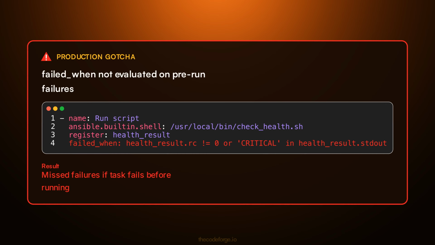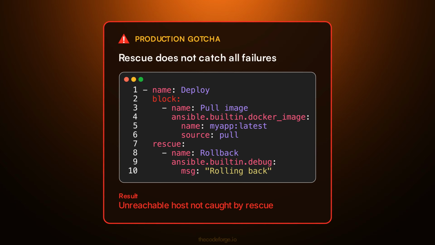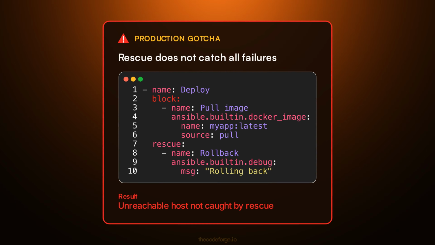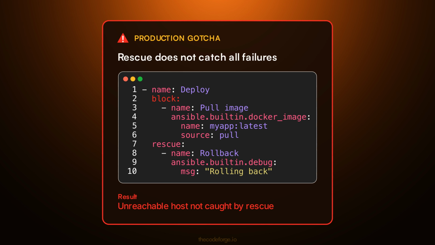Important: failures like unreachable host, invalid privilege escalation, or syntax error are not caught by rescue. Only task-level execution failures are caught. Also, if a rescue task fails, the play will fail, potentially masking the original error. Add ignore_errors: yes to non-critical rescue tasks like notifications.